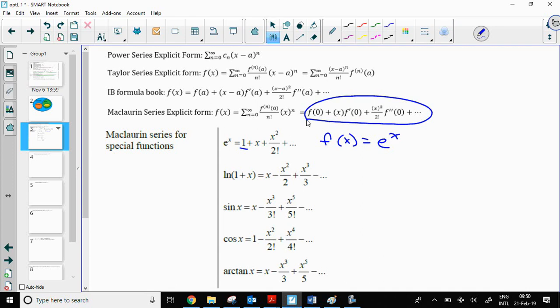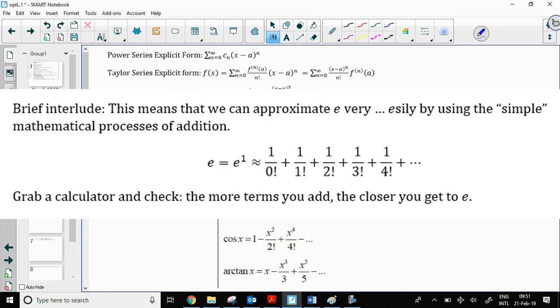So that's convenient because now our first and second and so on derivatives are all just going to be e to the power of x. So our second term is x times f prime of 0. That's just x times 1. Our next term is x squared over 2 factorial times e to the 0 again, and so on. So that's how we could build this Maclaurin series for e to the x.